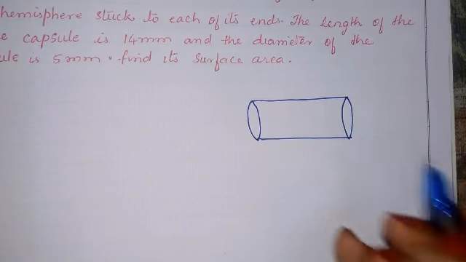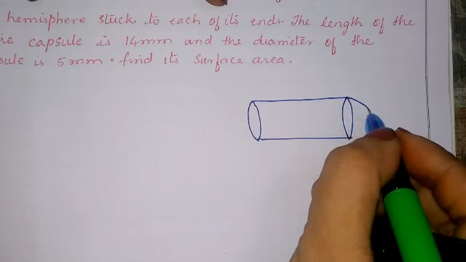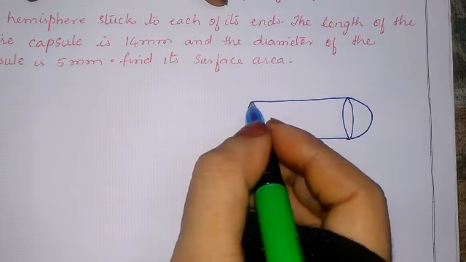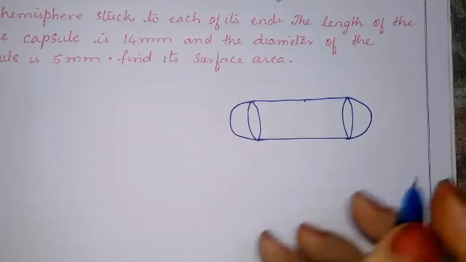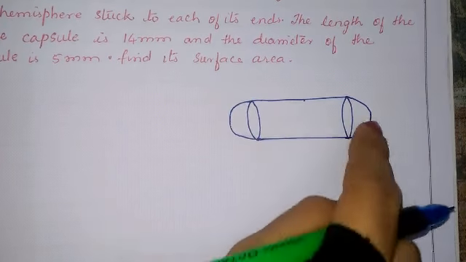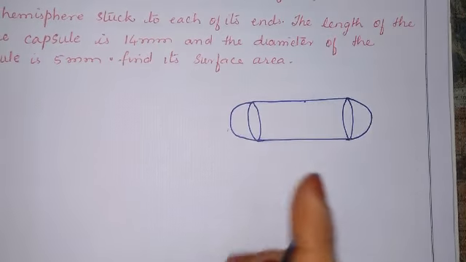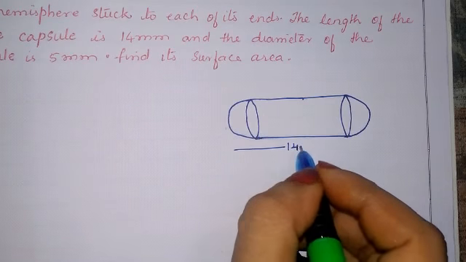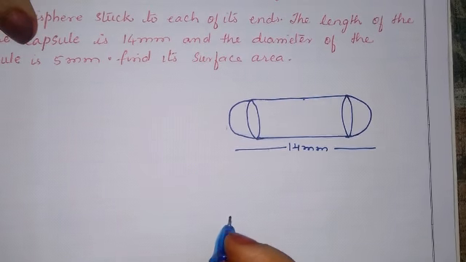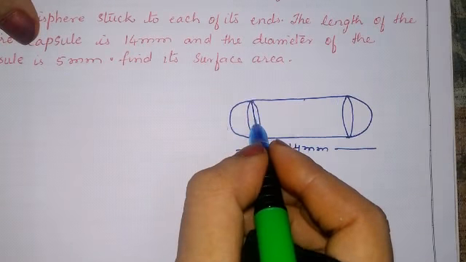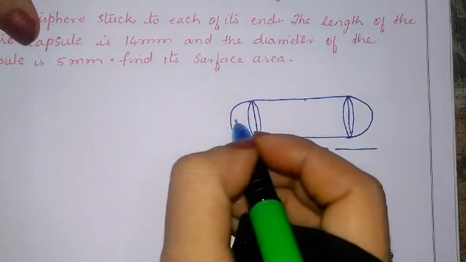A medicine capsule is in the form of a cylinder with two hemispheres stuck to each other, like this. A capsule shape is given. They have told here two hemispheres are stuck to each other, at each end. The length of the entire capsule is 14 mm, and the diameter of the capsule is 5 mm.